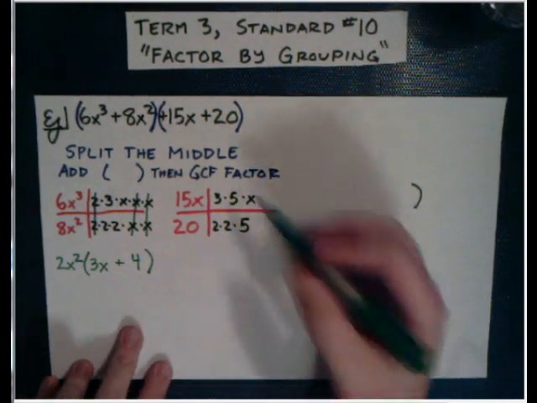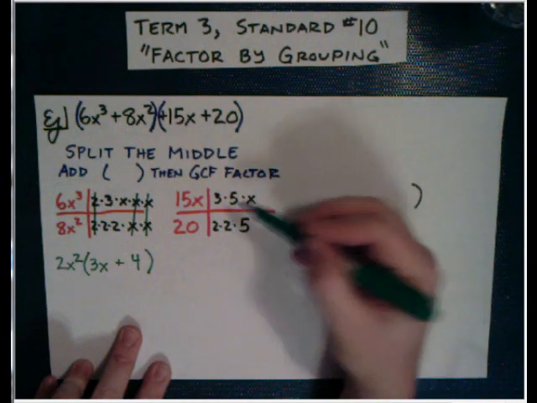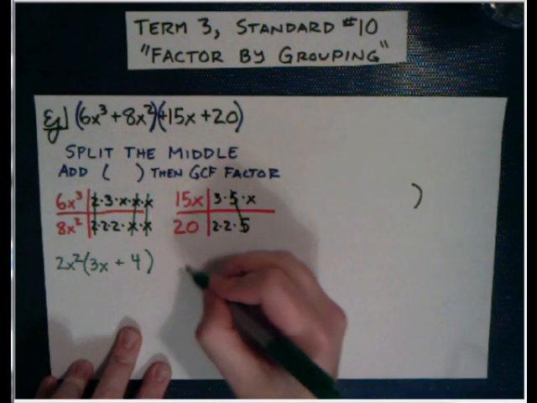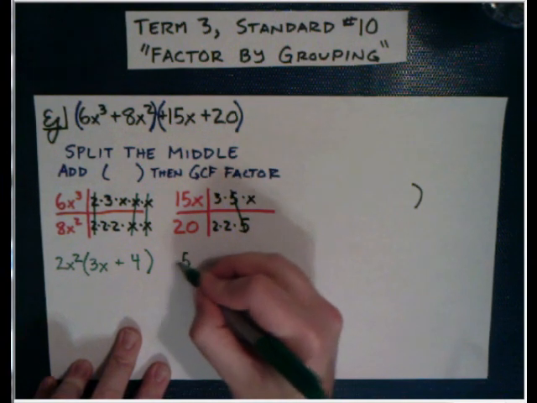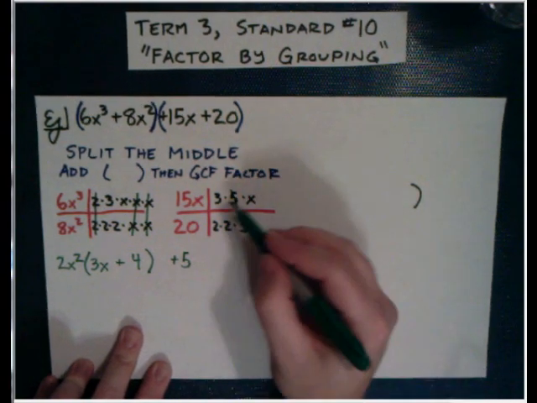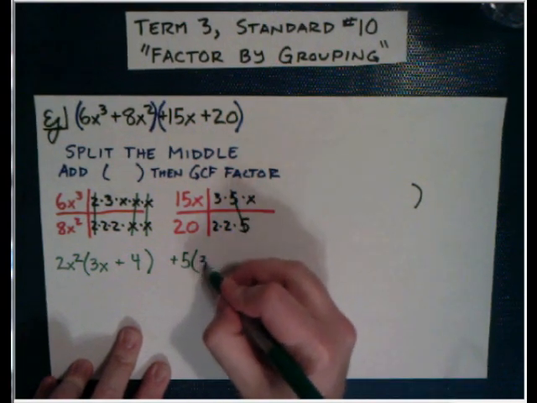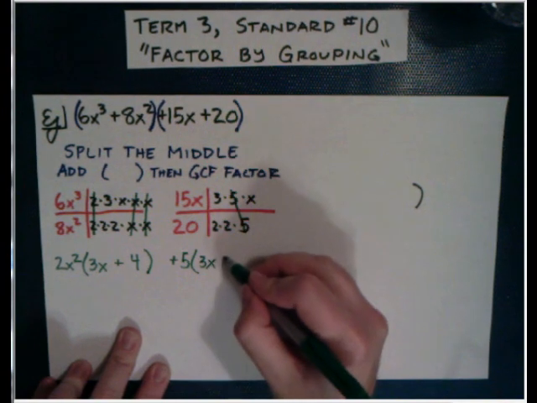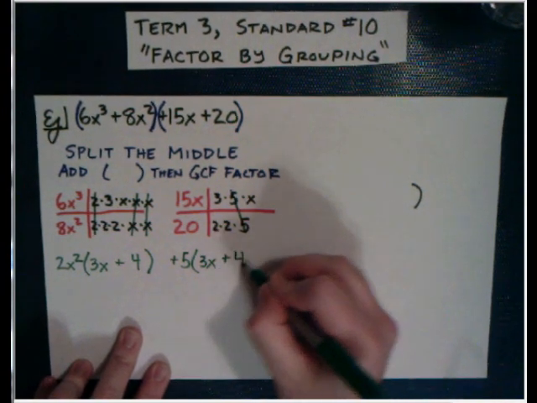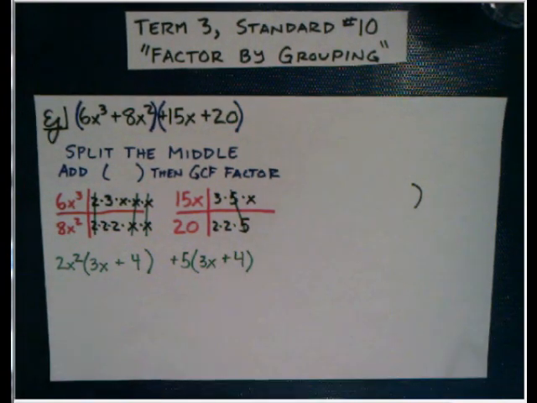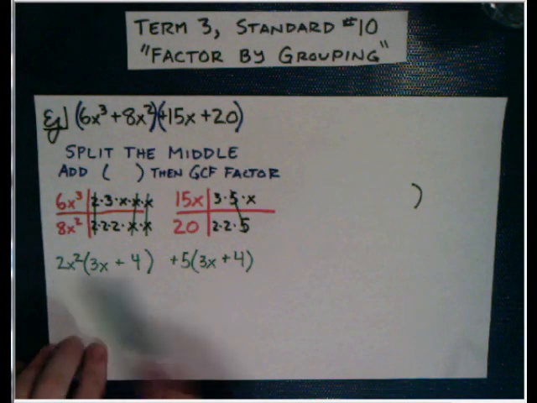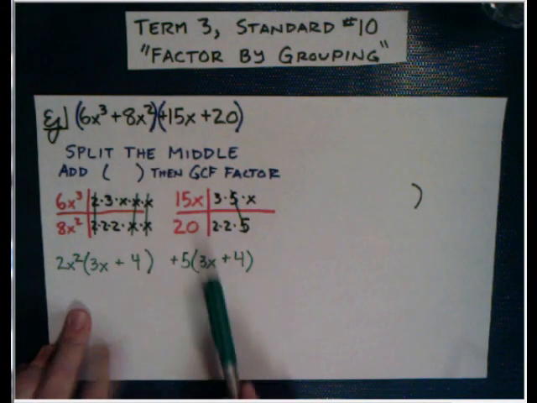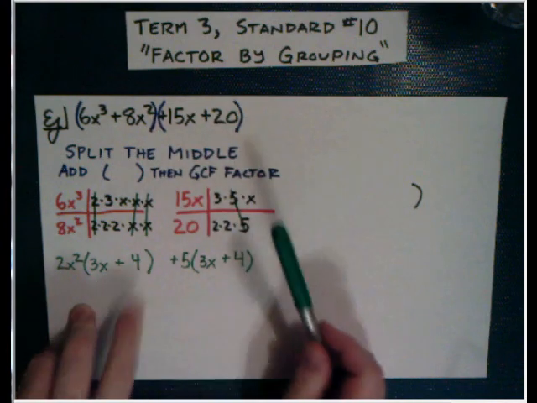Okay, so on the second one, looking at it, the only thing in common is a 5. So my GCF is going to be a positive 5, and then the rest is going to be 3 times x, or 3x, and then everything's positive, 2 times 2 is 4. And there we go. We've GCF factored each of those chunks. This one goes with 6x cubed plus 8x squared. This one goes with 15x plus 20.